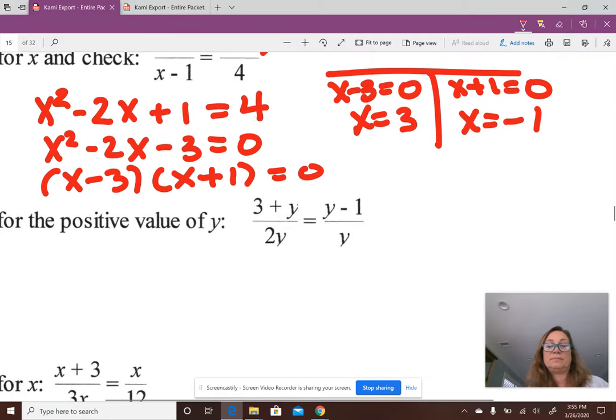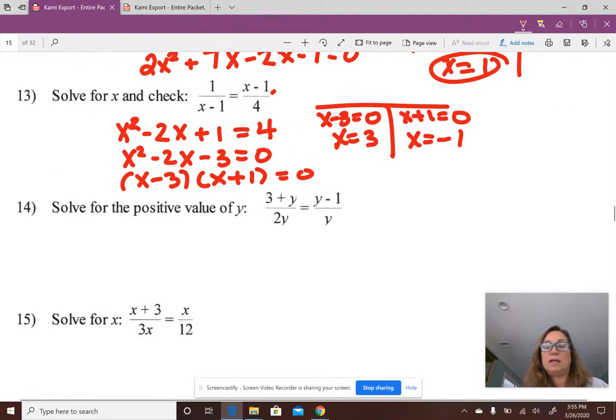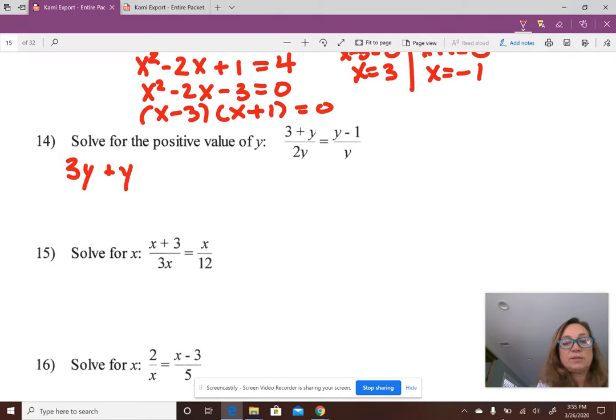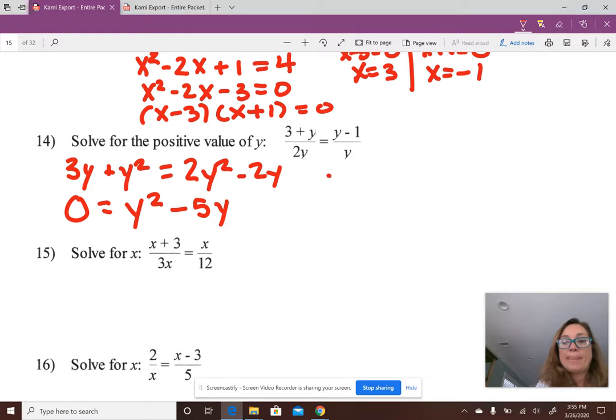All right. That x is fine because the only x that it can't be is 1, because that would make the denominator 0 and therefore the fraction is undefined. All right, so cross multiply, you get 3y plus y squared equals 2y squared minus 2y. I'm going to move everything to the right. So 0 is equal to y squared minus 5y. So y times y minus 5 equals 0.